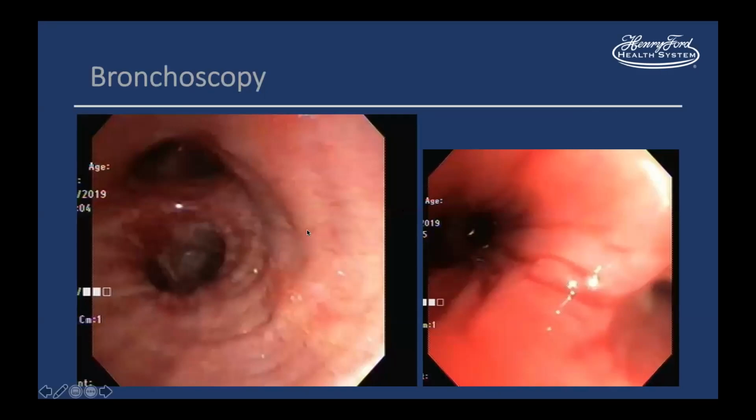This is an image of his distal left main stem bronchus. This is his LC1, and then when we looked into his left upper lobe, this is the upper division of his left upper lobe. That's where we saw bleeding coming from. So the likely source was his aspergilloma.